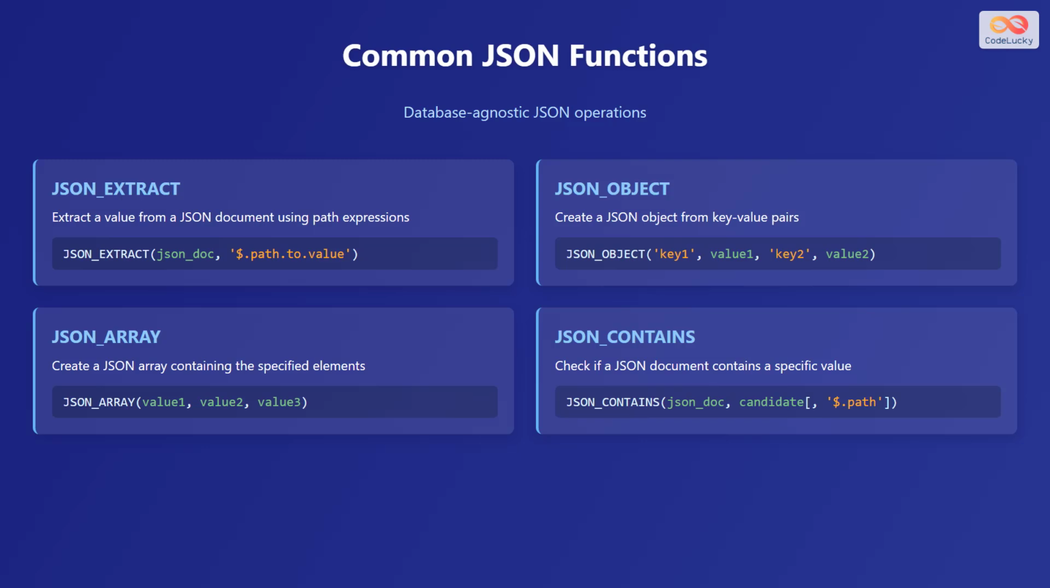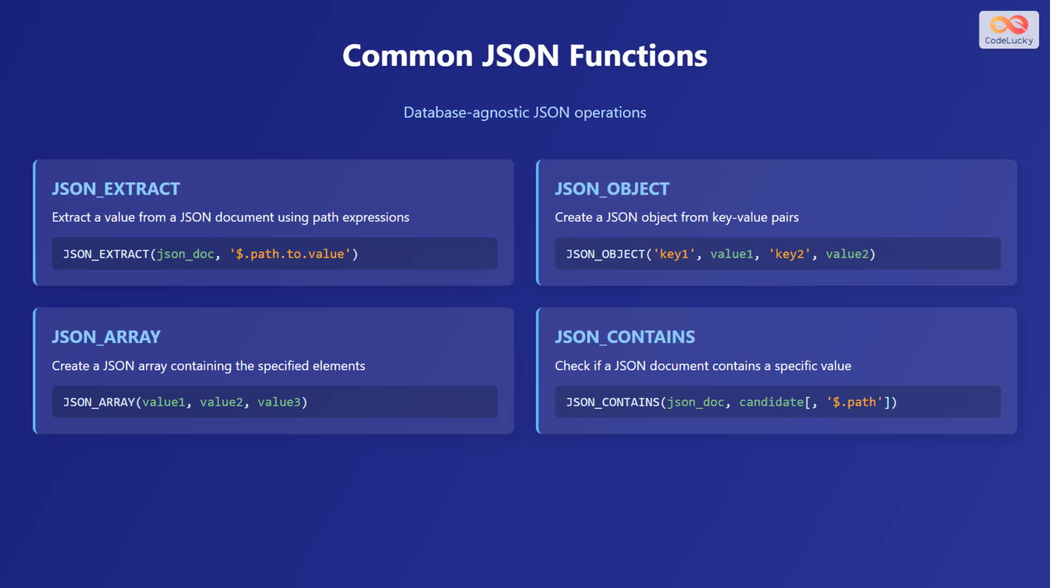Second, JSON_object. It creates a JSON object from key-value pairs. For example, JSON_object, then in parenthesis single quote key1 single quote value 1 single quote key2 single quote value 2, then closing parenthesis. Third, JSON_array. It creates a JSON array containing the specified elements. For example, JSON_array, then in parenthesis value 1, value 2, value 3, then closing parenthesis.